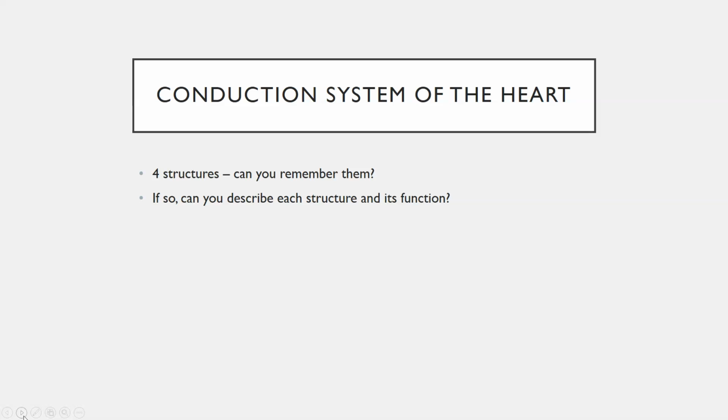Conduction system of the heart. So, we've gone through composition of blood, function of blood, lymph, heart structure. Now we're looking at the conduction system of the heart. Can you remember the 4 structures that are to do with the conduction system of the heart? And if you can, test yourself further and describe each of the structures and its function?